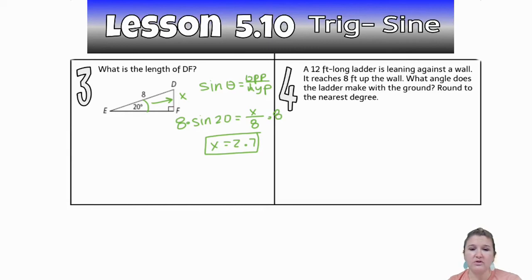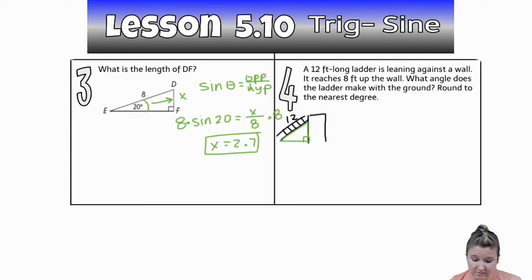All right, the last one here, there's two things about this one that make it a little bit more challenging. First of all, we're going to have to draw it. And second of all, we're actually going to find the degree measure. Okay, so I'm going to have a wall or building here, and I have a 12-foot ladder. So this is going to be 12 feet. It makes a right triangle right here. Okay, it makes a 90-degree angle here.